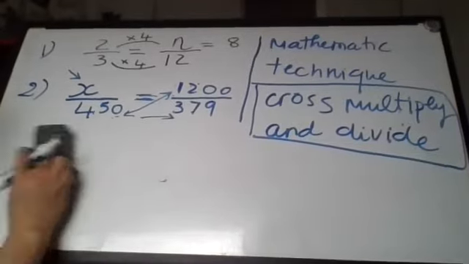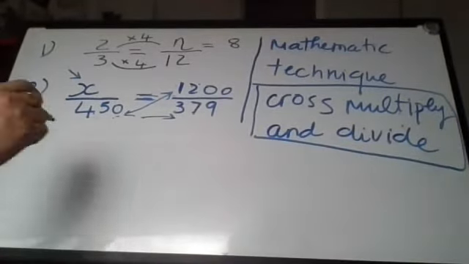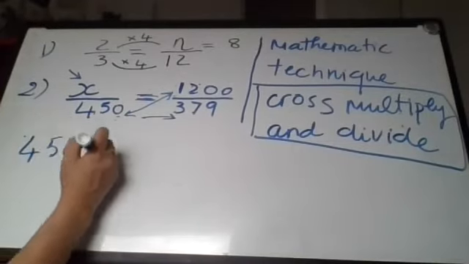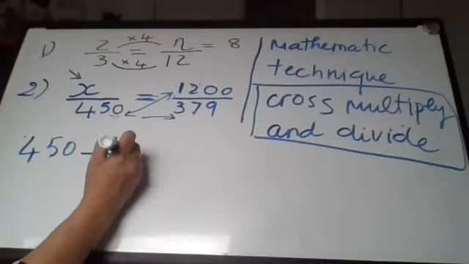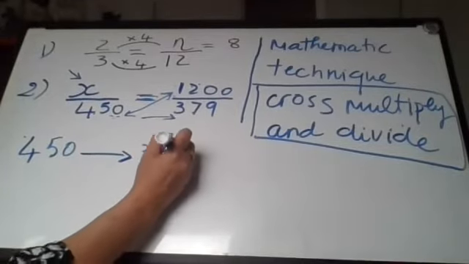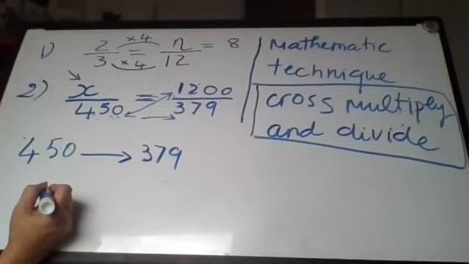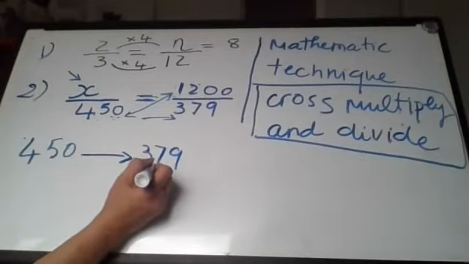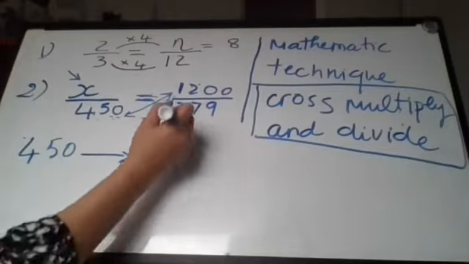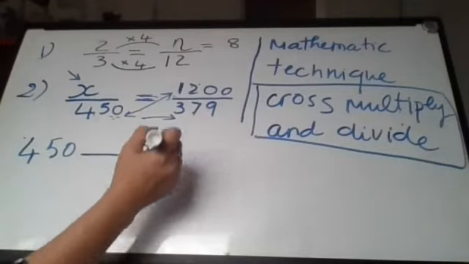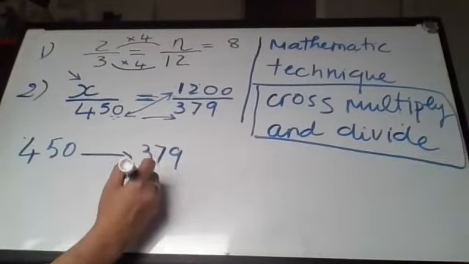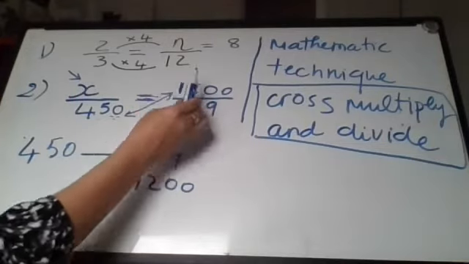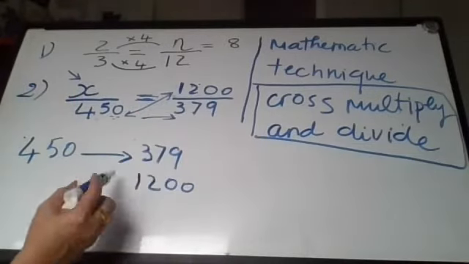Sorry, I should set it up this way. Okay, so let's say if 450 represents 379, and 379 goes with 1,200, right? You see this, I put them in the same column.